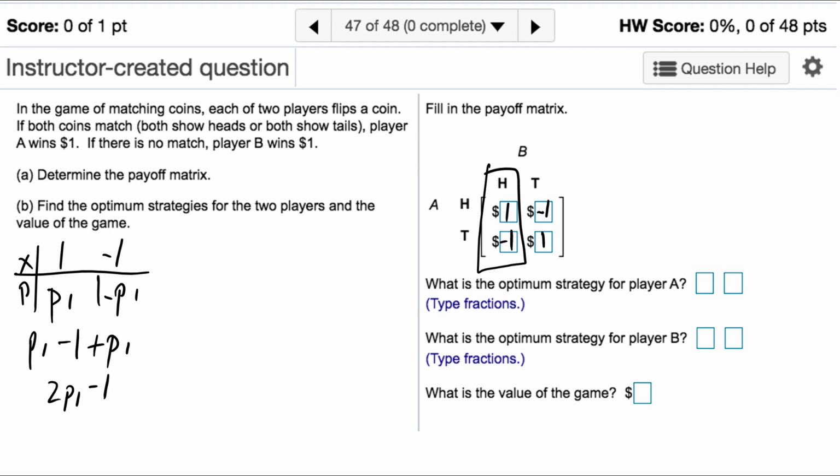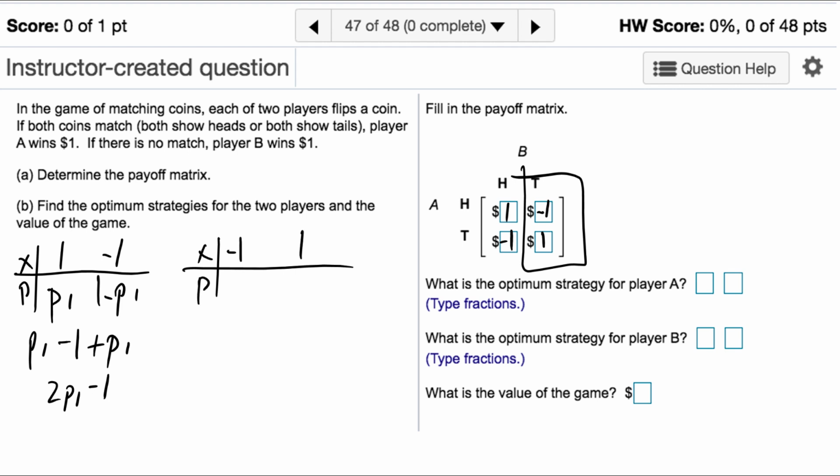All right, and then we're going to do the same thing, expected value for A, but now if B chooses tails. All right, so expected value table is now negative 1 and 1, and then P1, 1 minus P1. All right, so we'll multiply down. That's negative P1, and then plus, we'll distribute the 1. 1 times 1 is 1. 1 times negative P1, negative P1. All right, so that's going to give us negative 2P1 plus 1.